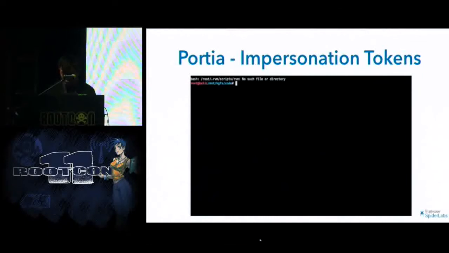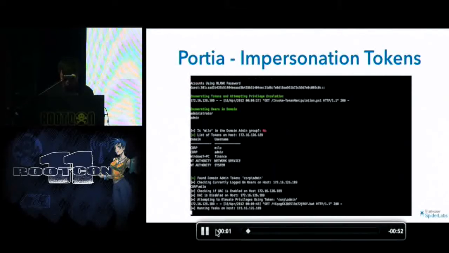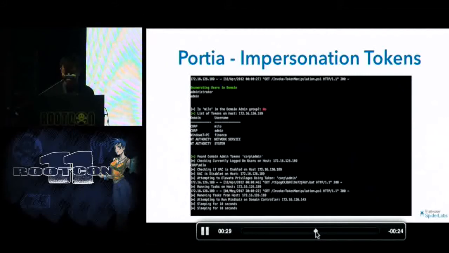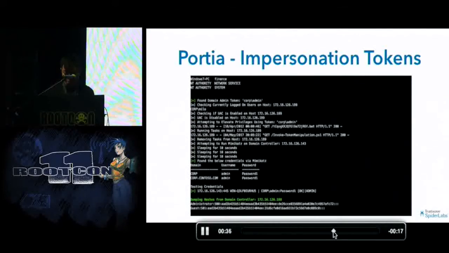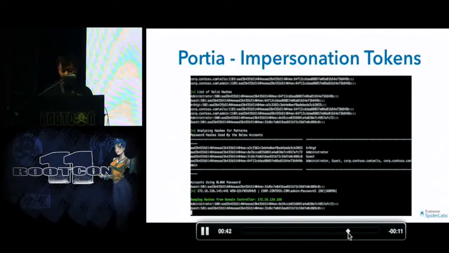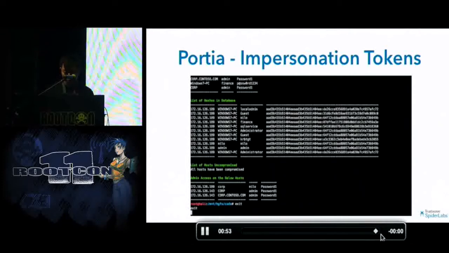This is a demo of what happened. You see, it's the same as what I explained earlier about finding the token and compromising the domain controller through another host in the network. And then it tells you what accounts are used to exploit which machine.